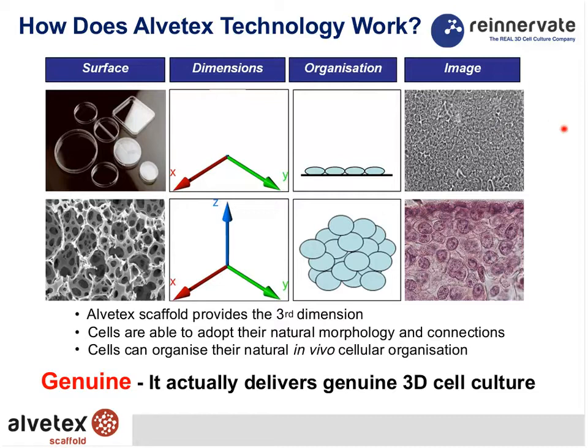Alvetex introduces this Z dimension through its scaffold. It provides great support and vertical space into which cells can occupy, and they pile up on top of one another, ultimately creating three-dimensional tissue constructs. Cells are able to adapt to their normal morphology and form numerous cell-cell contacts and organize into their natural in vivo structures. So Alvetex delivers genuine three-dimensional cell culture.